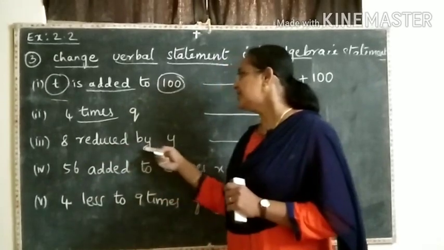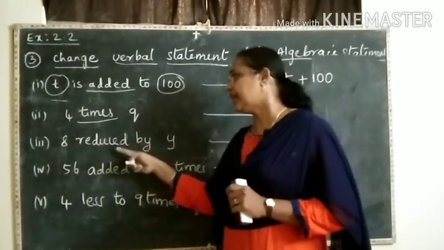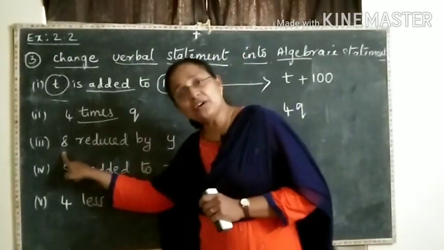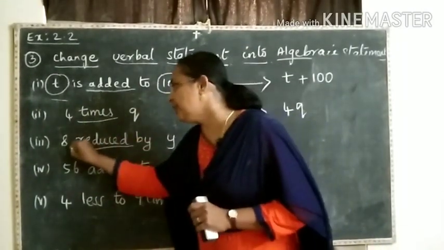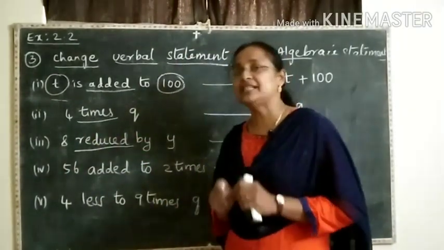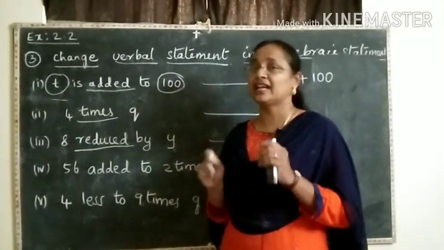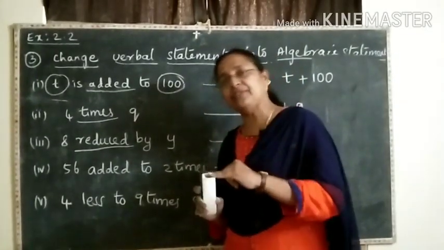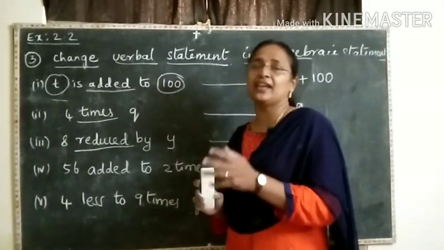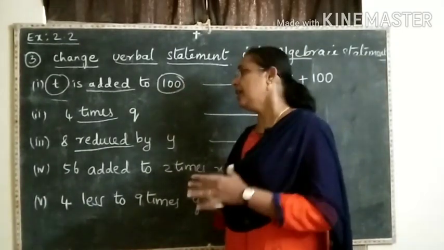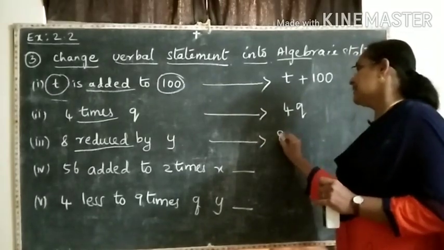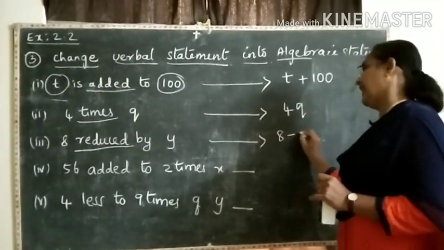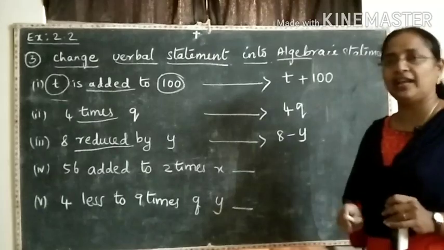8 reduced by y. 8 is a constant here. Y is a variable. What does this reduced stand for? Reduced stands for subtraction. Yes or no? Reduced, decreased, taken away. These are the keywords for subtraction. So what will be the answer now? 8 reduced by y is 8 minus y.